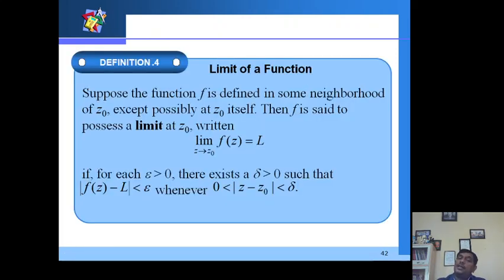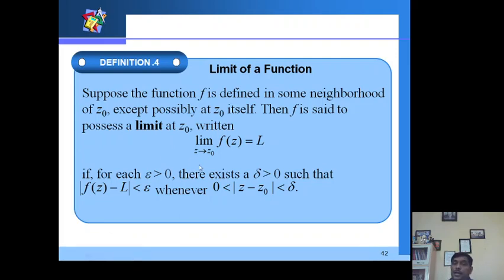Now we will discuss the calculus part in the complex plane. First we will discuss the limit of a function. Suppose the function f is defined in some neighborhood of z0 except possibly at z0 itself, then f is said to possess a limit at z0, written as limit of z tending to z0 of f of z is equal to L. This is exactly similar to how we define it in real analysis. Here also we discuss it in terms of the complex plane.